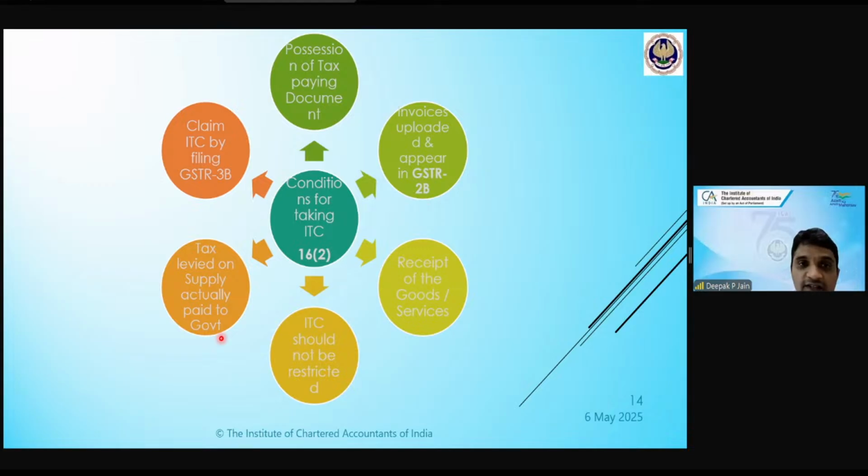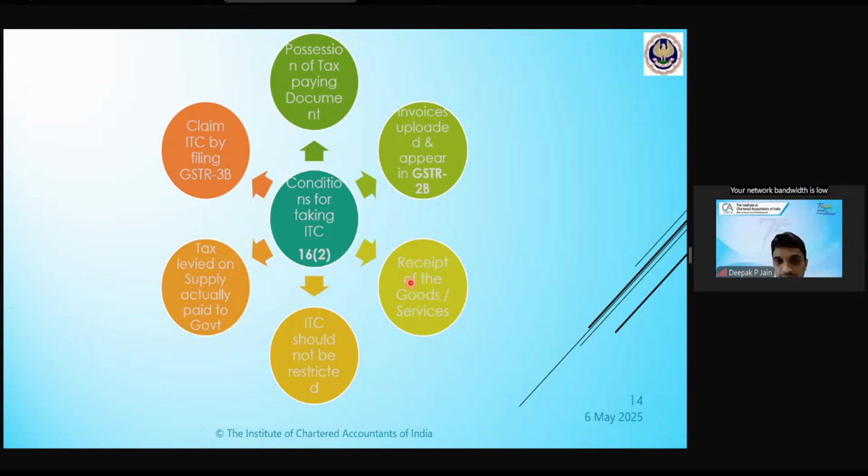And the final condition is, how will you claim the credit? You can claim ITC by filing GSTR 3B. If you have not filed the 3B, even if you have satisfied all other conditions, how will the credit come to you? There is no mechanism. The mechanism is you should file your returns, only then you can claim the credit. So claim ITC by filing your GSTR 3B. Okay, so these are the 6 conditions through which you can claim the credit. This is what is there in section 16.2.